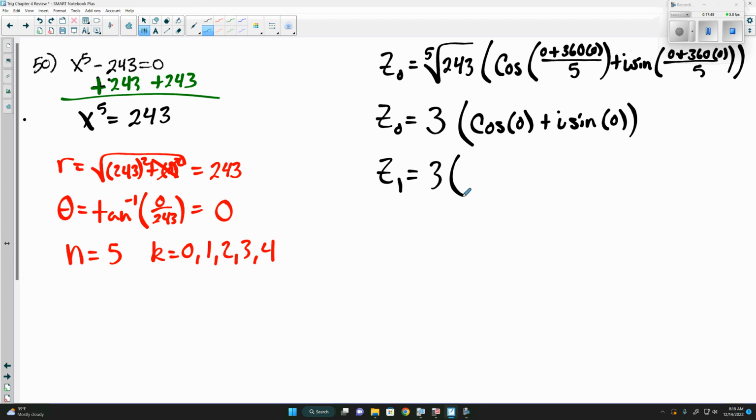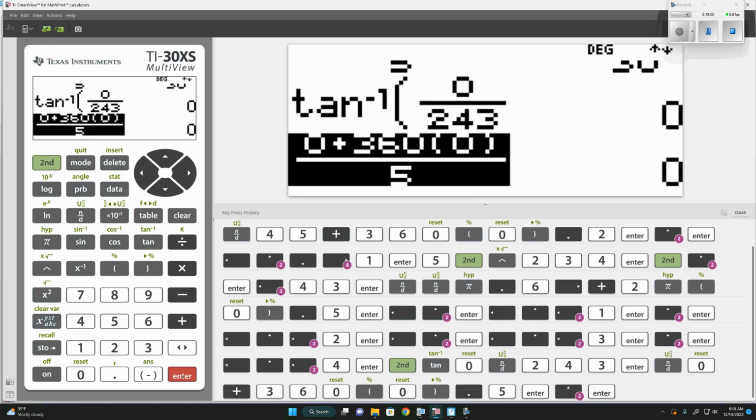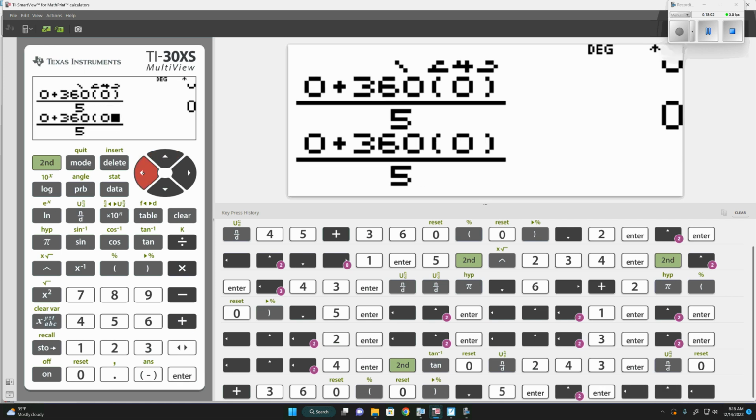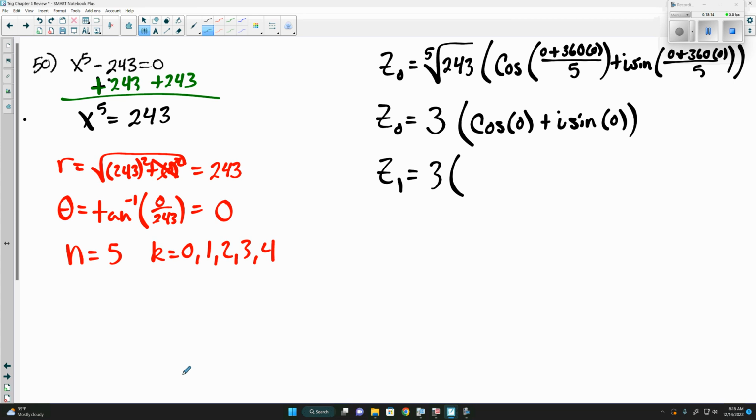Now, for the rest of these here, we can follow exactly what we did on the last one. Questions on this so far? So, I can come back over to the calculator and just change the 360 to a 1. So 0 plus 360 times 1 over 5, which is really just 360 divided by 5, which gives us 72. 72 plus I sine of 72.